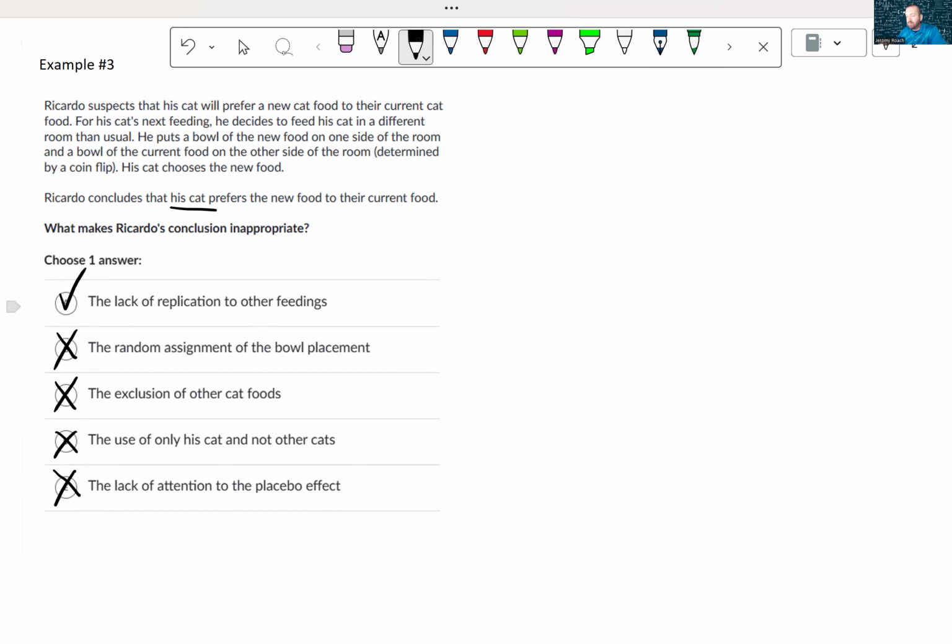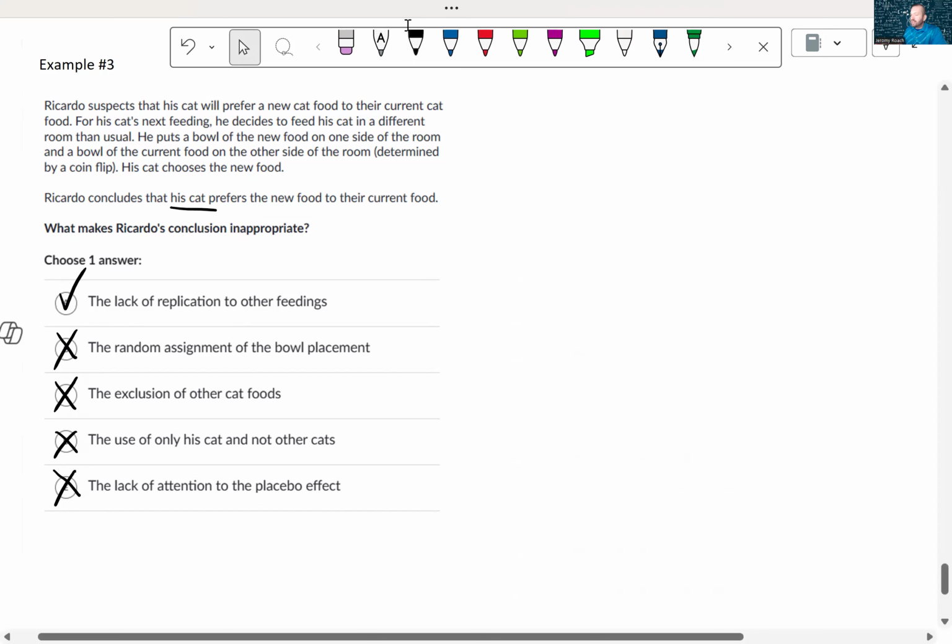The lack of replication. So he only did this one time. If he really wanted to know that his cat prefers the new food, he would continue to do the experiment. Maybe every day when he feeds his cat, he'd flip a coin, decide which side of the room to put it on, and then continue to do that, and then could get more accurate results.